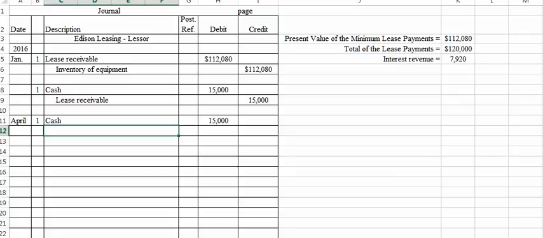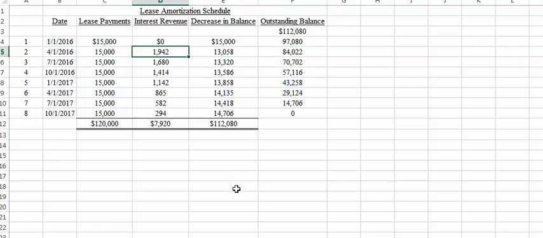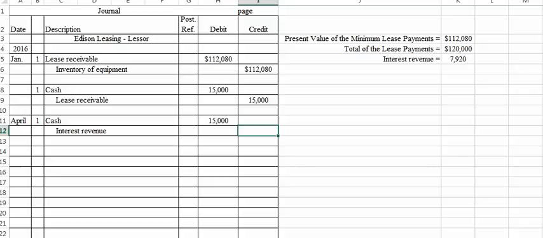Okay, and then we're going to credit lease receivable. It doesn't matter the order. I'm going to go interest revenue first. We're going to credit interest revenue for the amount of interest that they earned between January 1 and April 1. Well, how much is that going to be? Their interest revenue is $1,942. So that's our credit to interest revenue to increase its balance.